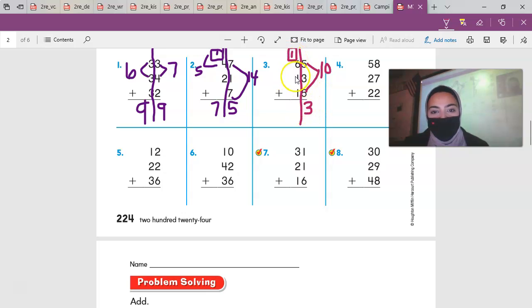Then we can do 1 plus 1 plus 1. 1 plus 1 plus 1 is 3, and then 3 plus 6 is 6, 7, 8, 9. 93.